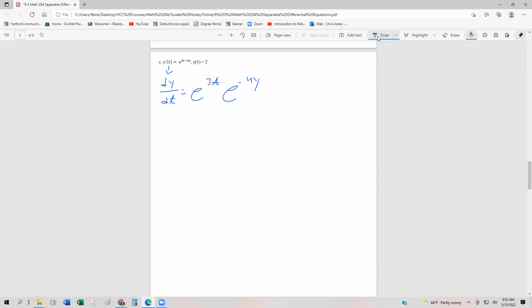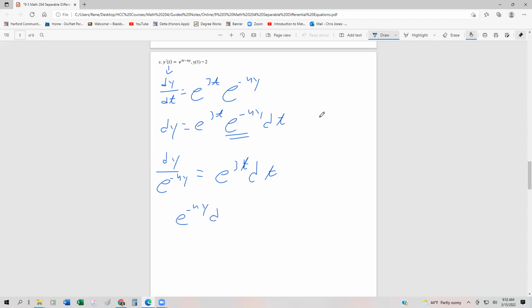This is a common trick that we use to be able to solve these types of differentials. I'm going to multiply both sides by dt. So I get dy equals e to the 3t, e to the minus 4y dt. Then I'm going to divide both sides by this e to the minus 4y, so that I can get all the y's to one side. So I get dy over e to the minus 4y equals e to the 3t dt. Another way to write this is to swing this up into the numerator since it has that negative exponent. So this becomes e to the 4y dy equals e to the 3t dt.